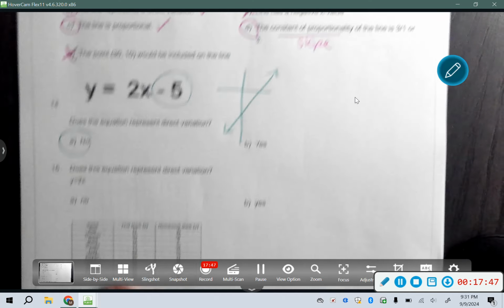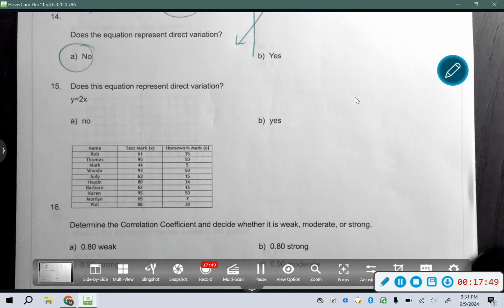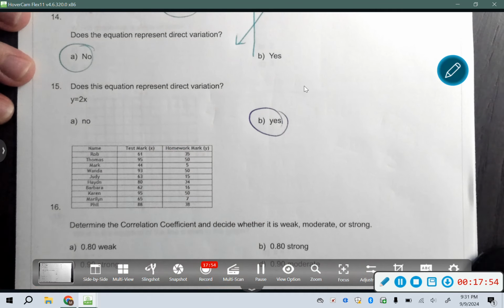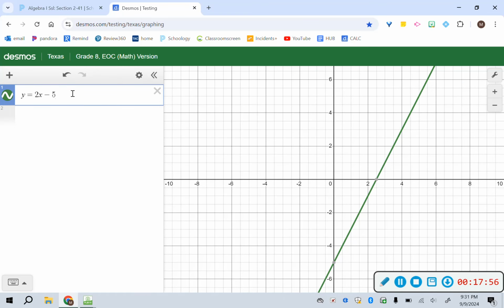Okay, it says, does this equation represent direct variation? y equals 2x. So yes, this one is direct variation because there's no plus or minus. And again, if we type it in our calculator, I could just take away the -5. It's a linear line and it goes through the origin.